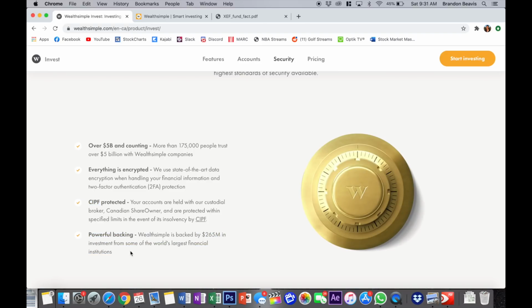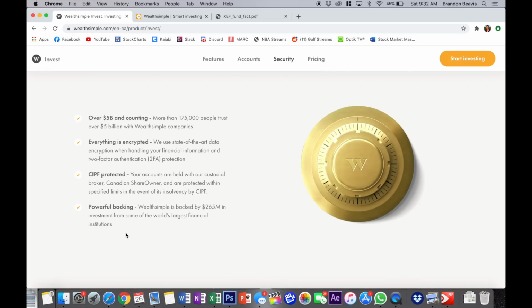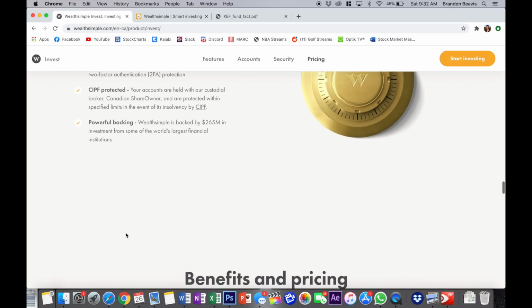Last but not least, they do have some powerful backing. So if you follow our channel, we talk about the company Power Corp from time to time, which is one of our favorite Canadian investments. They're actually the parent company of Wealthsimple, just as a fun fact, which does give this company a lot of backing to help with investments and growing this platform going forward.